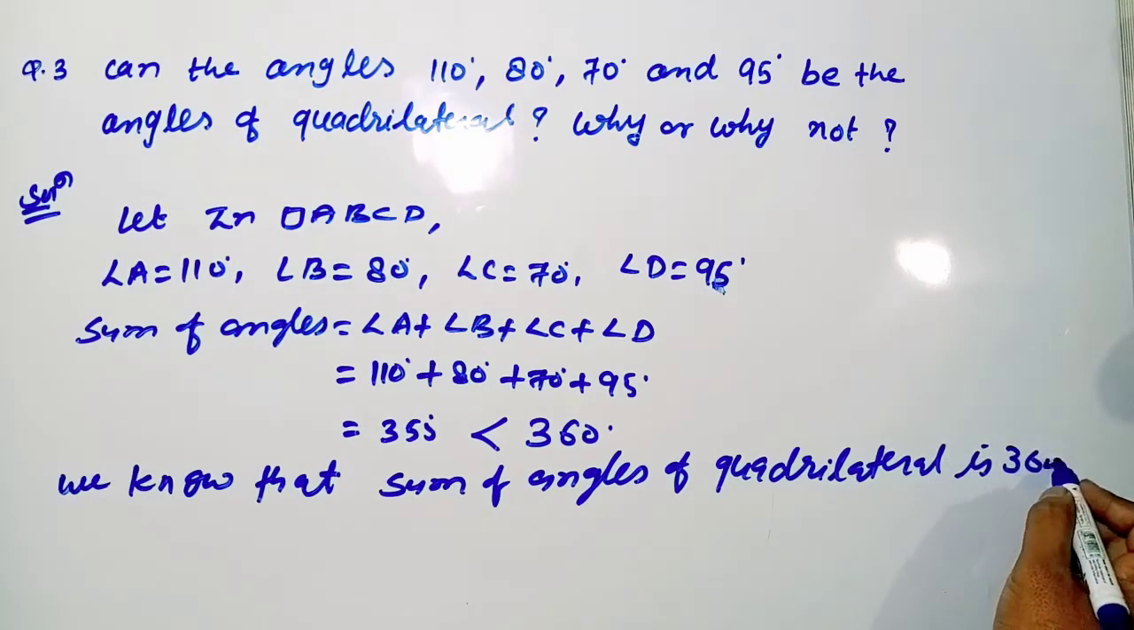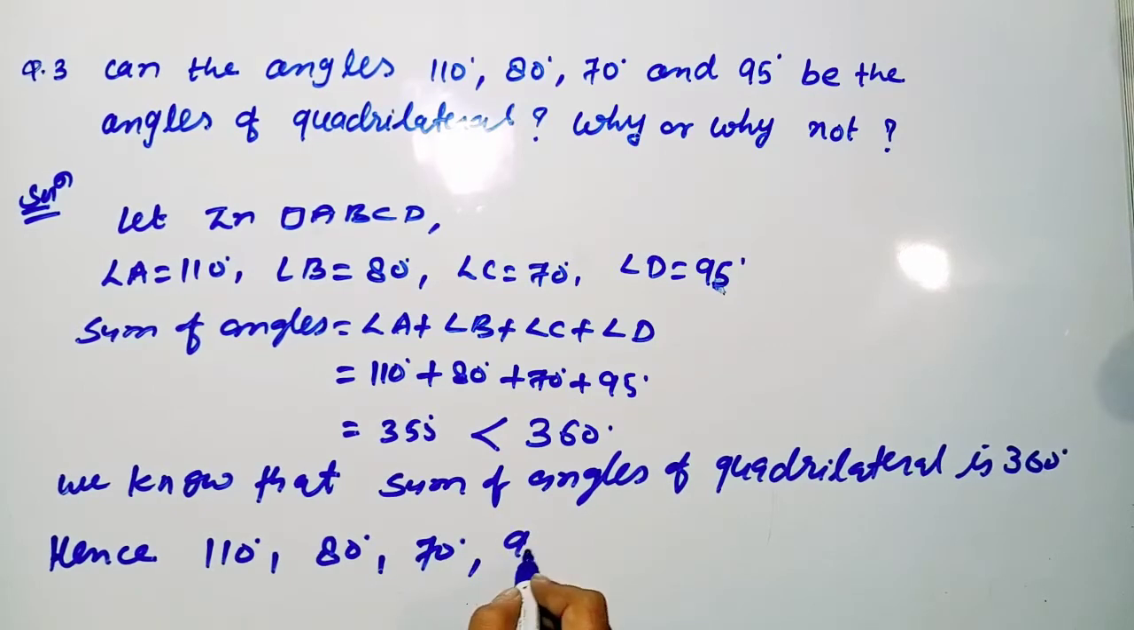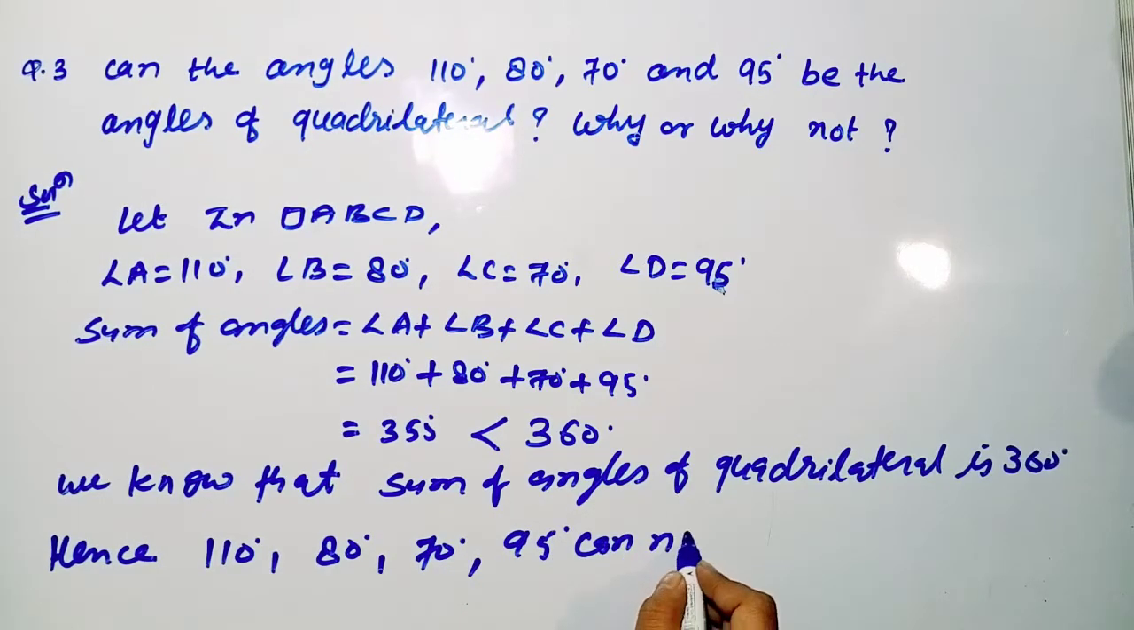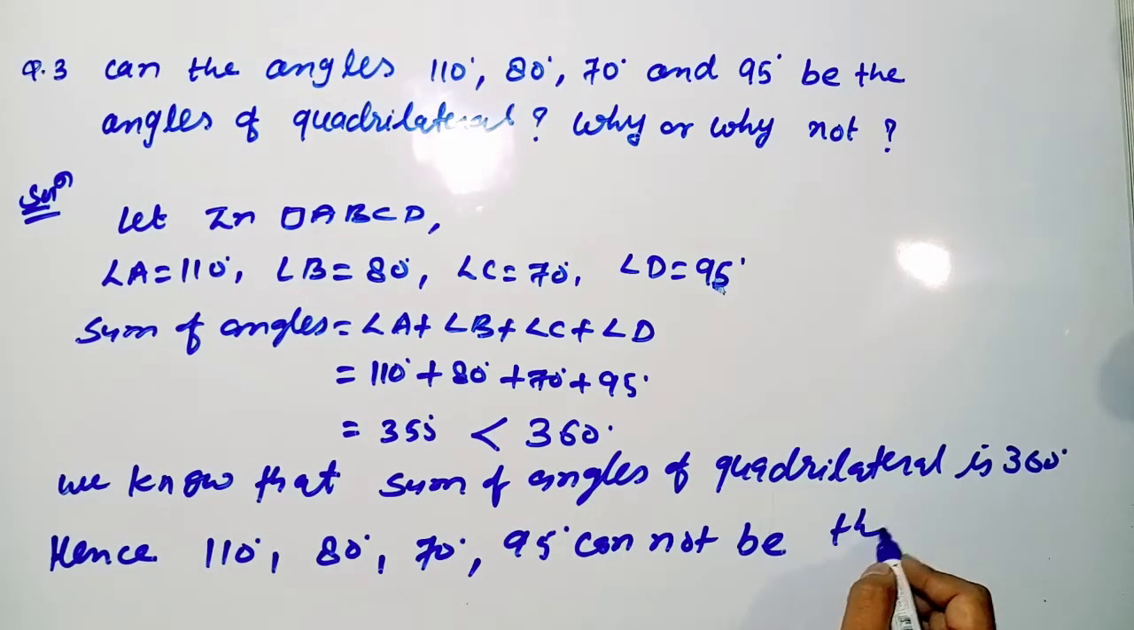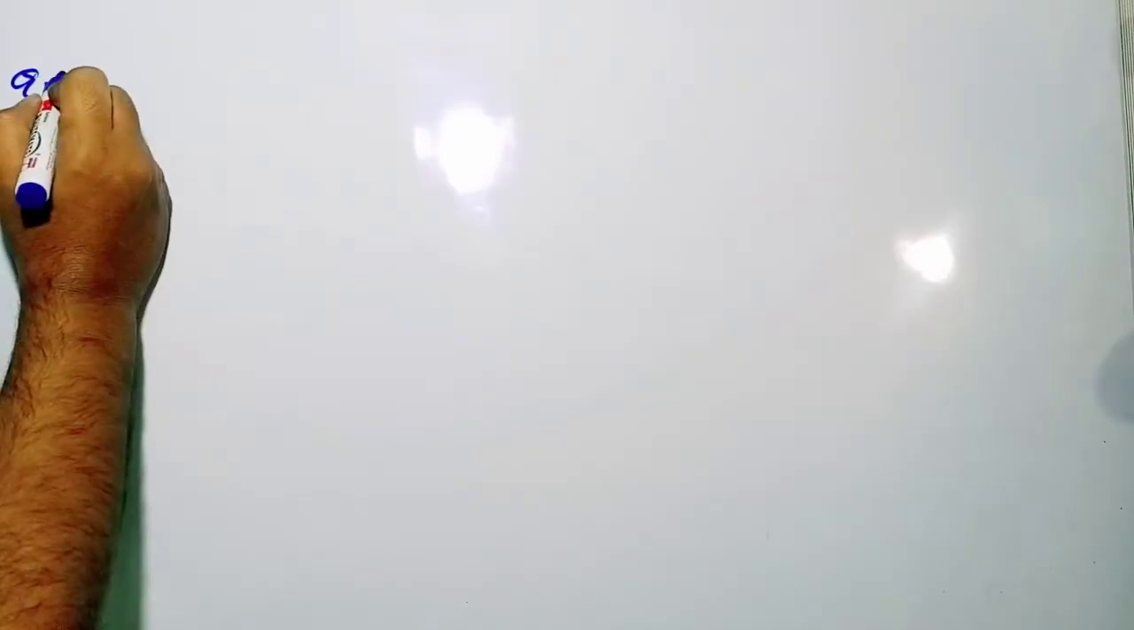Right students? So writing over here, we know that the sum of angles of a quadrilateral is 360. Hence 110 degree, 80 degree and 70 degree, 95 degree cannot be the angles of a quadrilateral.